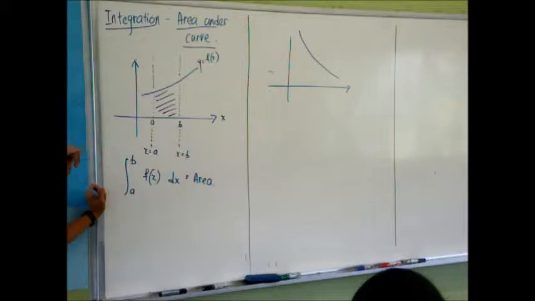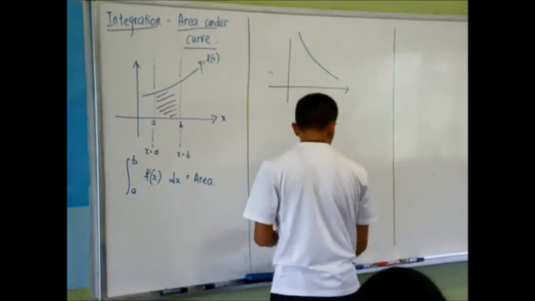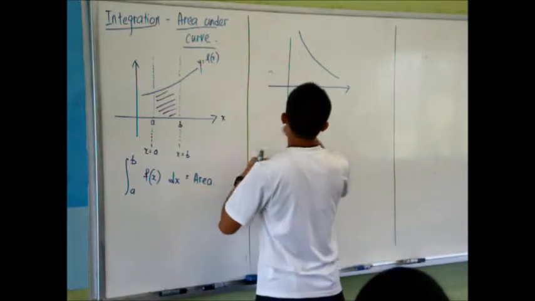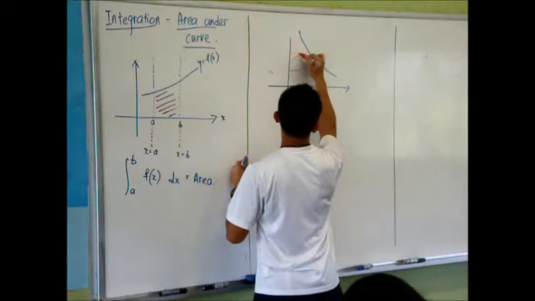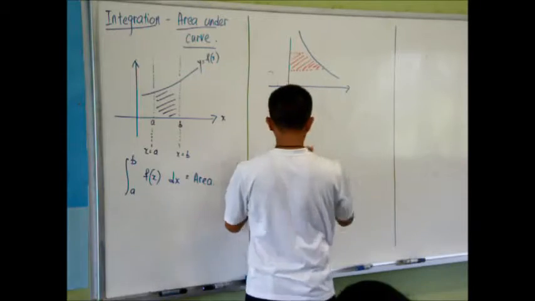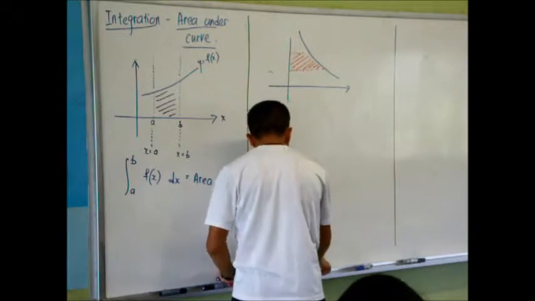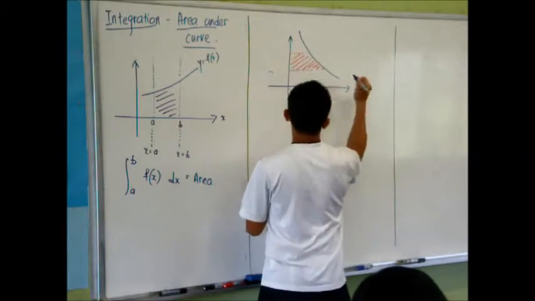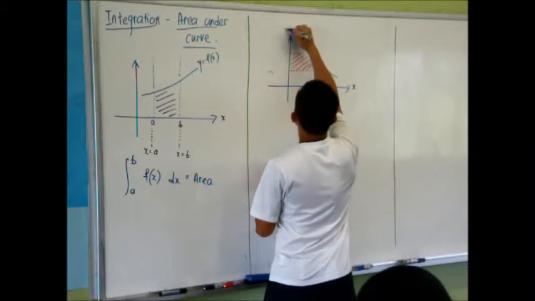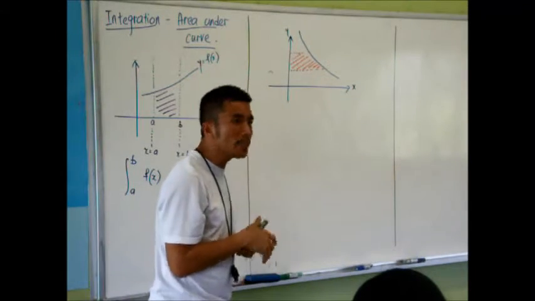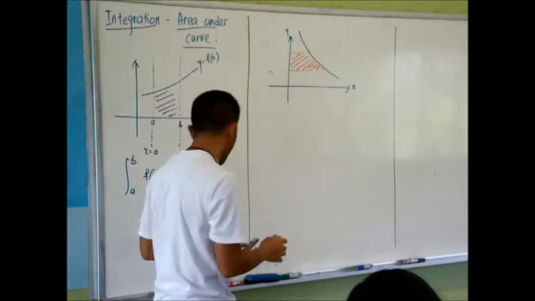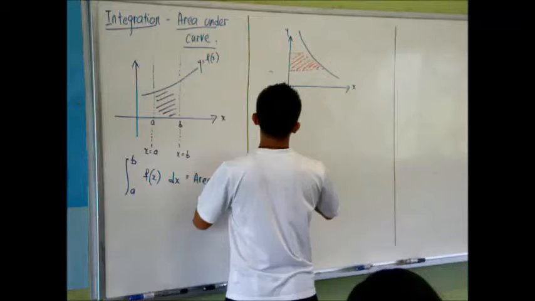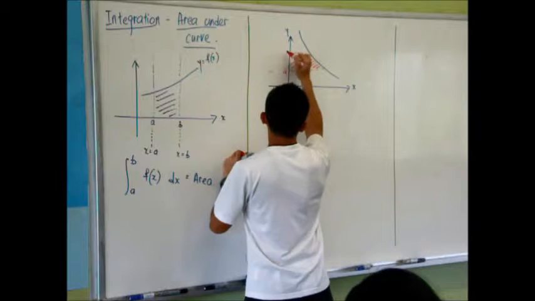Okay? But yesterday, I only did one example. The other kind of example looks like this. What happens if I want to find the area here? Now, my shaded area in red over here. First thing, same thing. I must know what my lower and upper limits are. I'm going to extend the line a little bit. If this is say A, this is B.